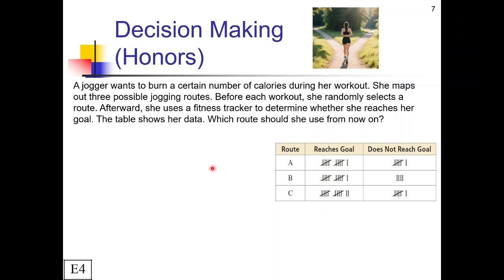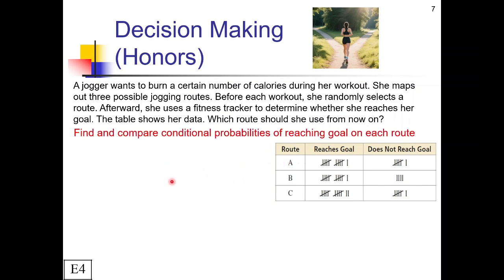So we need the conditional probability in this situation that she met her goal given that she used a certain route. So what we're going to be doing here is finding and comparing the conditional probabilities of reaching the goal on each route. So with that framework in mind, pause the video and see if you can figure out the best route for her.